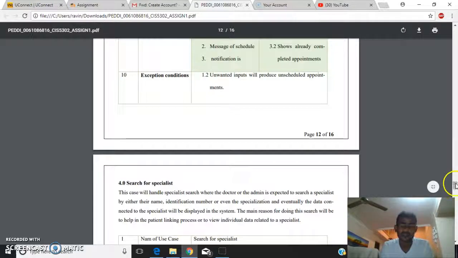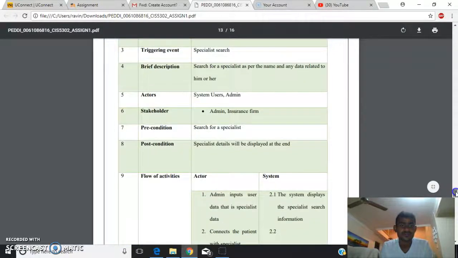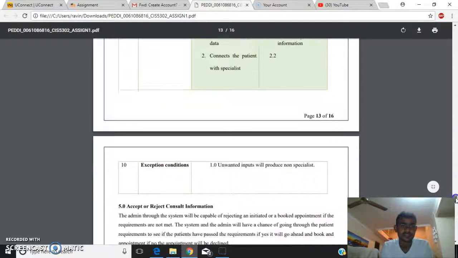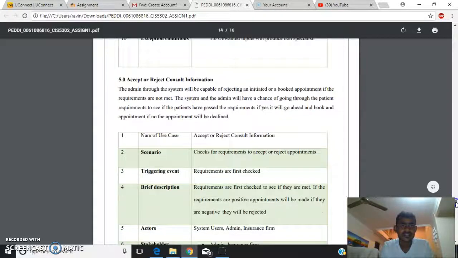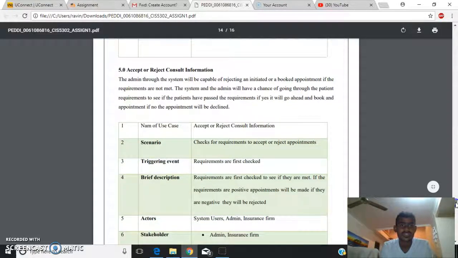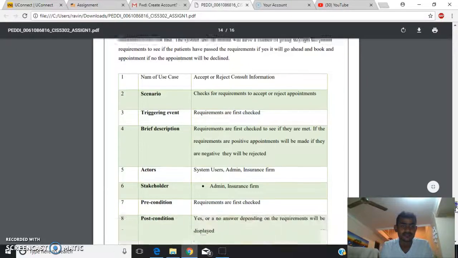And then after, we can discuss search for specialist. This one also has the same scenarios as that one. And next, accept or reject consultant information. In this one, the system will be capable of rejecting an initiated or booked appointment. Then the appointment will be declined.